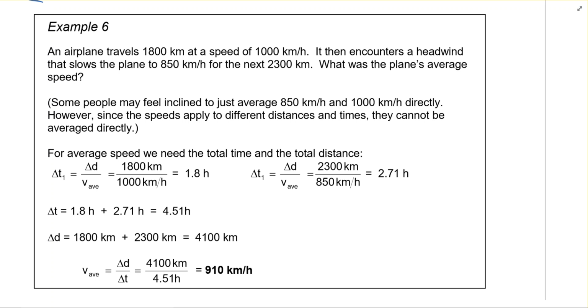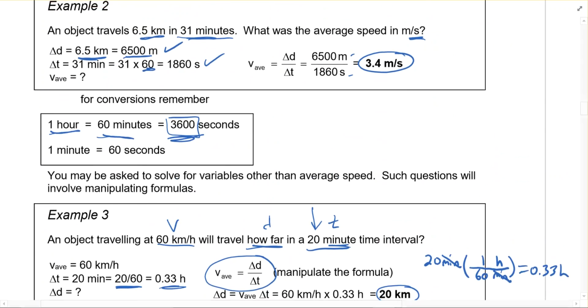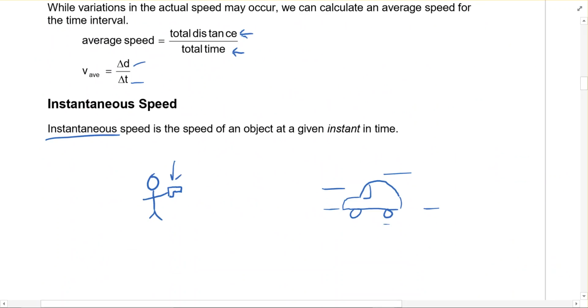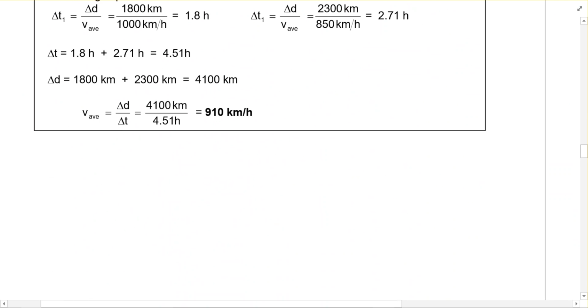What most people would want to do is take this speed and this speed, add them together, and divide by 2 to figure out the average speed. But we can't do that because the distances are different and the times are different. What we need to do is use our formula: average speed is equal to total distance over total time. Remember that, because it's a really common way for people to make a mistake.